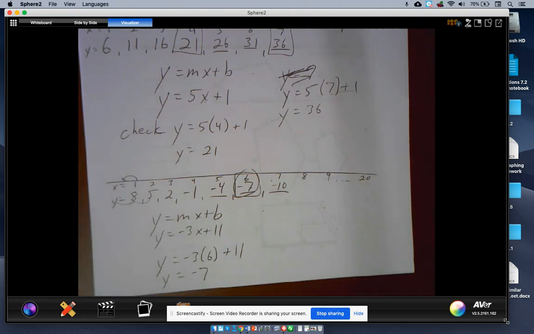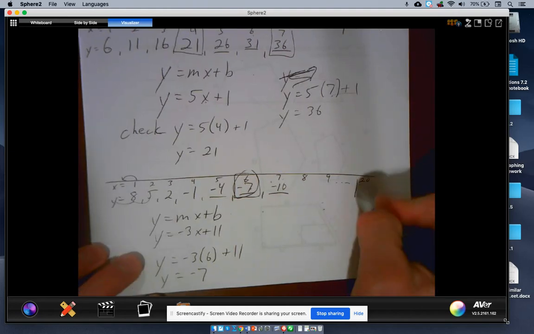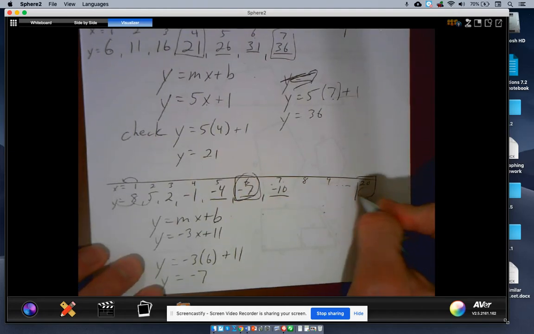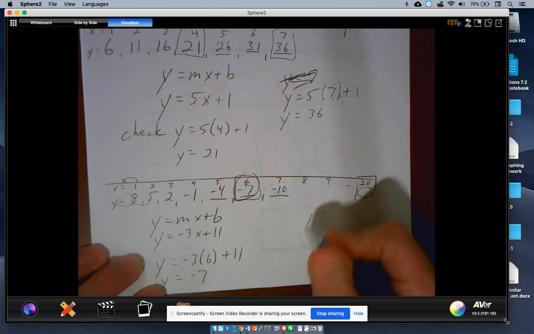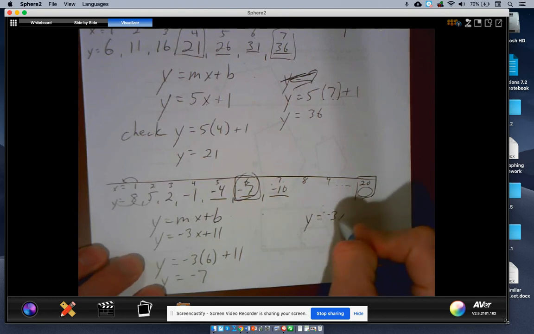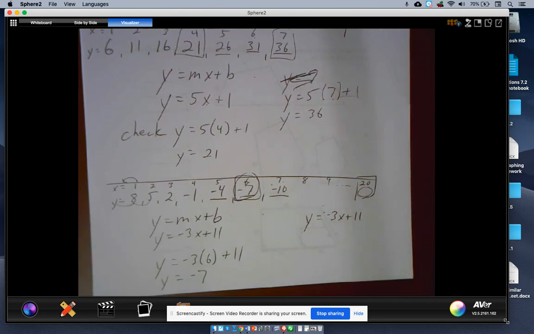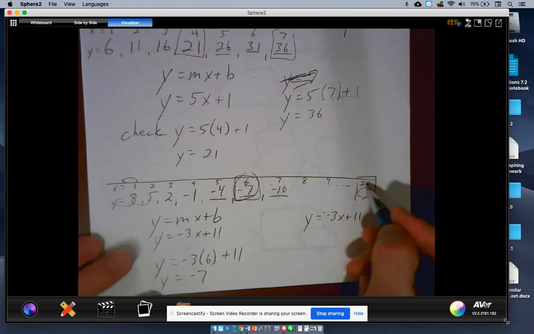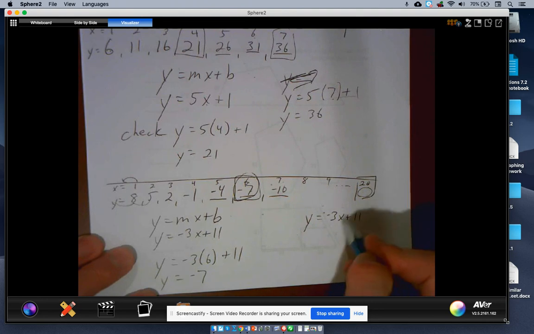Well, I don't want to work that hard and just keep subtracting 3 every time. There's a real easy way to find the 20th term. Underneath it, I got to find this number right there. So what I'm going to do is y equals -3x plus 11. And some of you may be saying it or thinking it right now. Just take this 20, put it in for the x.